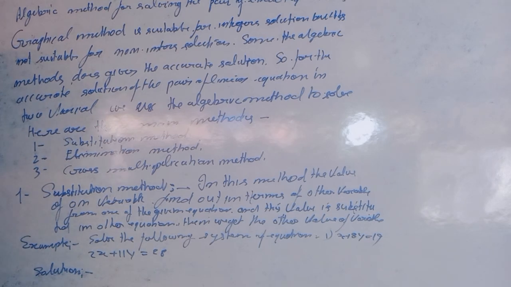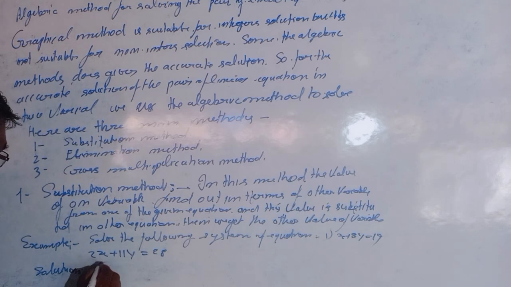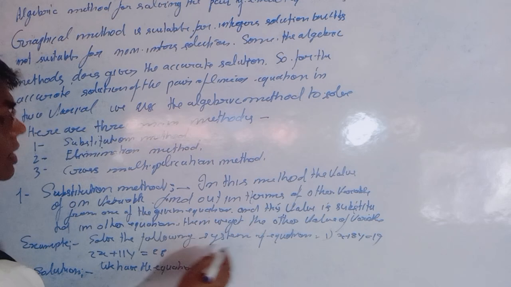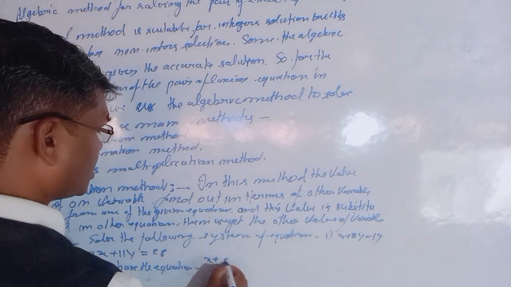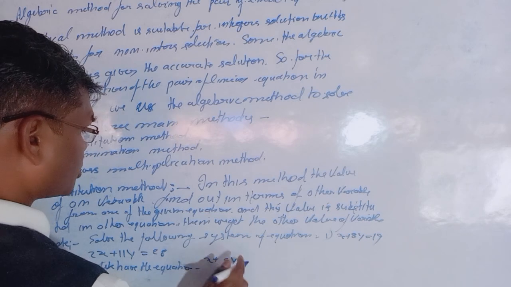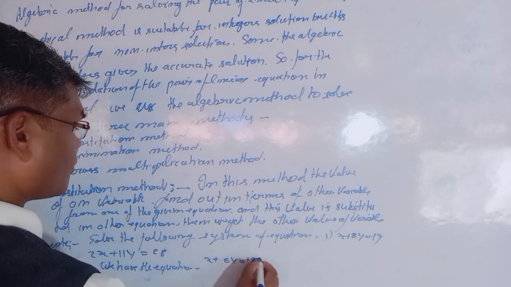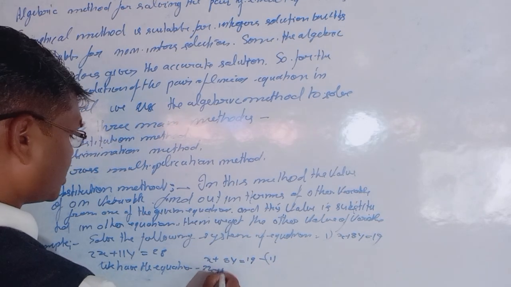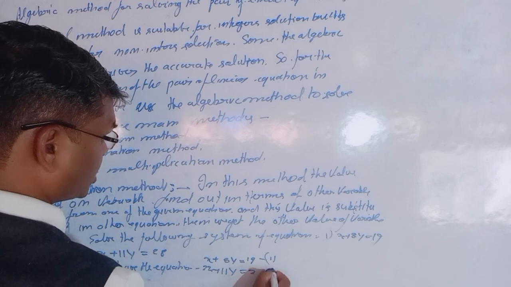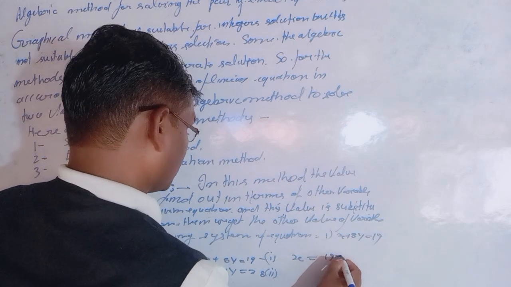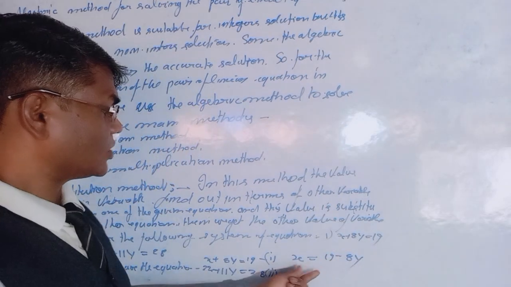Okay, so let's start the solutions. Given equations: we have the equations x plus 8y is equal to 19, this is first, and second, 2x plus 11y is equal to 28. So first, let's have x is equal to 19 minus 8y.